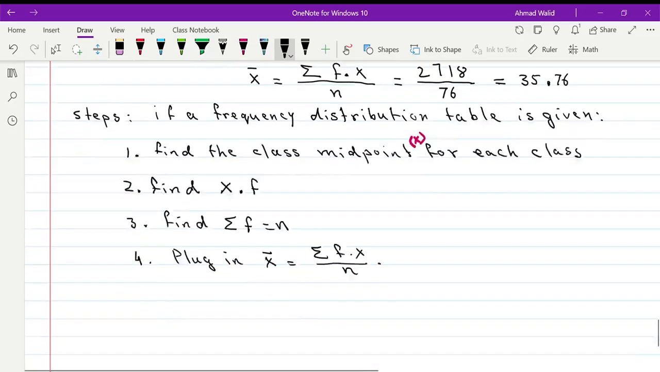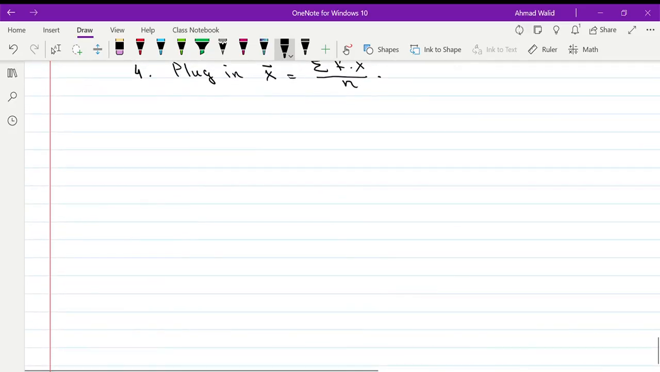Last topic in this section is calculating, or finding, the weighted mean.